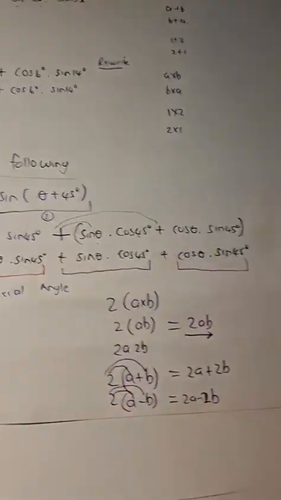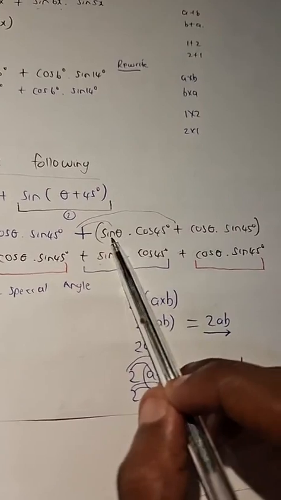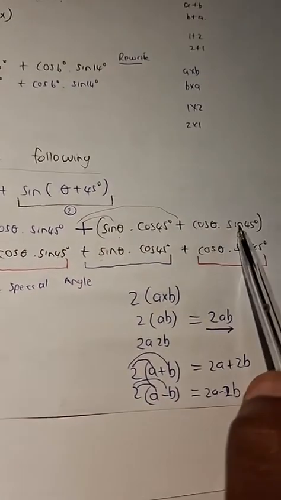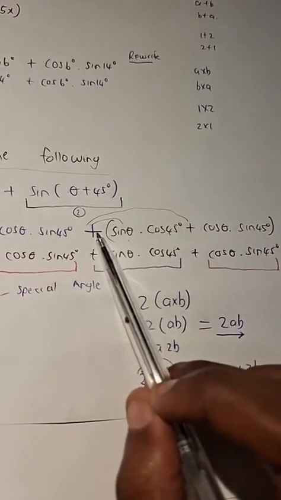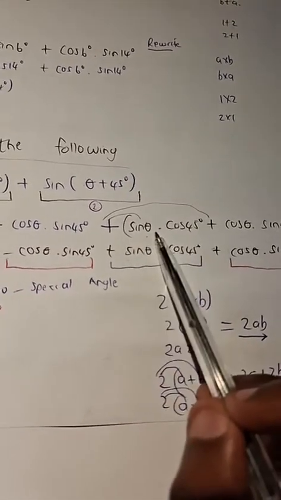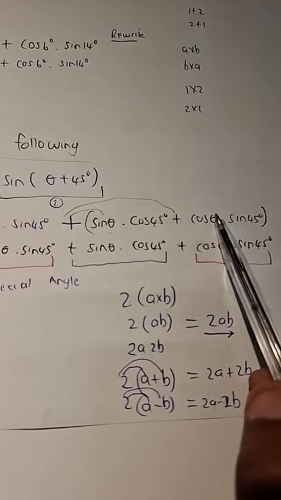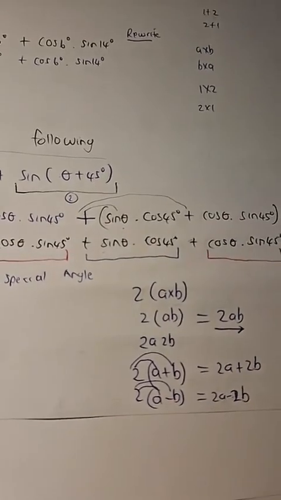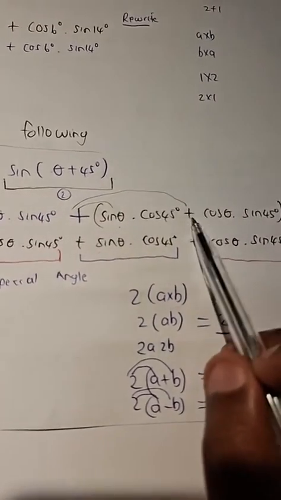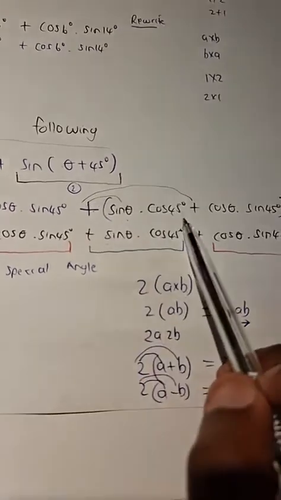So we put brackets, right? Then we expand sine theta plus 45. This is sine theta cos 45 plus cos theta sine 45. This plus sign needs to be distributed for this single term, and then this plus sign needs to be distributed for this single term. Because remember, multiply combines things. Addition and subtraction separates. That's why this plus sign can be distributed for this one term.